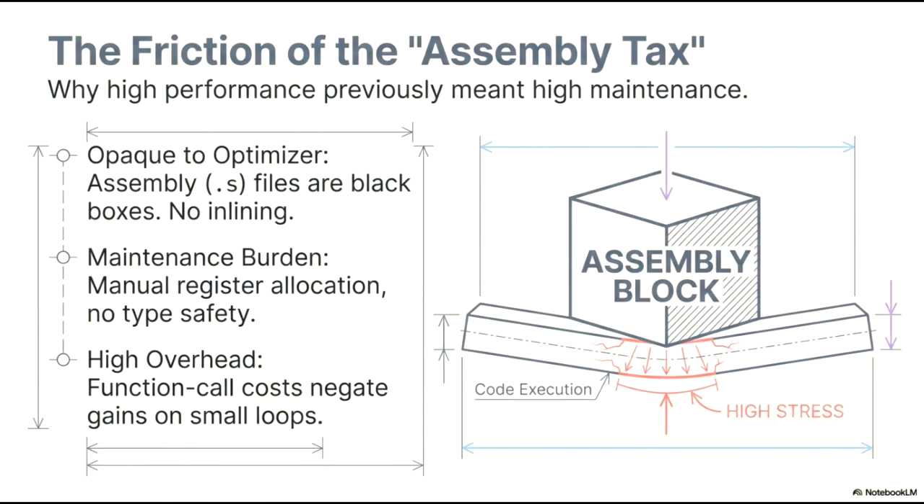Writing assembly requires manual register allocation and provides no type safety, making the codebase fragile and difficult to evolve. Third, we see high overhead, where function call costs can actually negate any performance gains, especially in small loops. As the diagram illustrates, inserting a heavy assembly block into the flow of code execution creates a point of high stress, introducing structural friction that often outweighs the benefits of hand-optimized code.